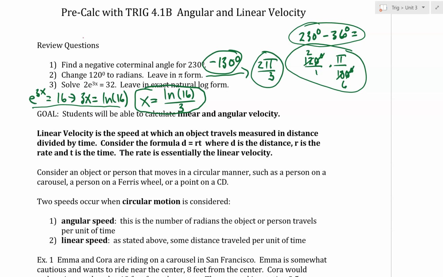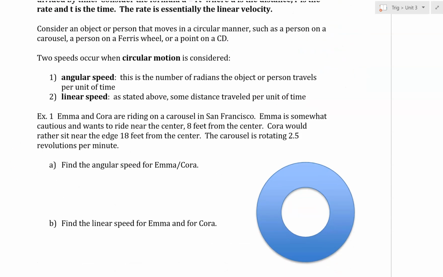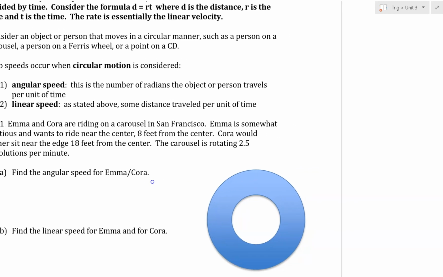Consider an object or person that moves in a circular manner, such as a person on a carousel, a person on a Ferris wheel, or a point on a CD. 2 speeds occur when circular motion is considered. The first one is called angular speed. This is the number of radians the object or person travels per unit of time. And then the second one is the linear speed, and it is, as stated above, some distance traveled per unit of time.